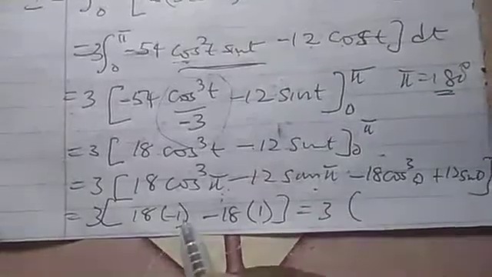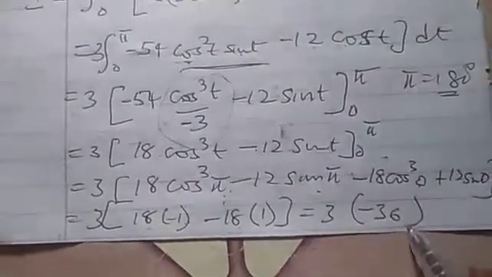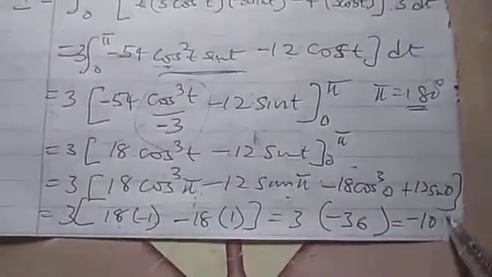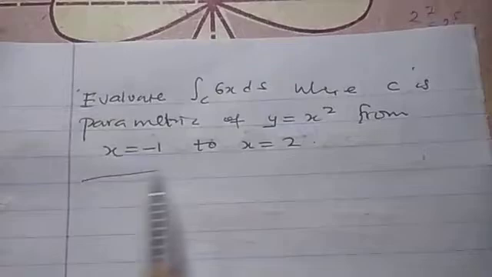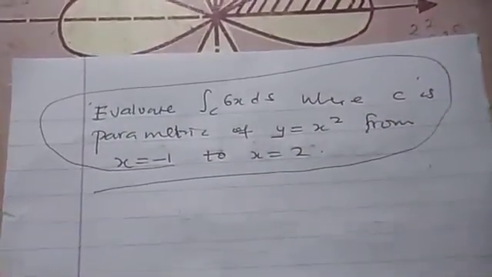So what we have left is 3 times, this should be minus 18, minus 18, that should be minus 36. And when we multiply it together, we have minus 108. So that will be the answer to this question. So you can take this as an assignment, study this as an assignment. You can try it. Have a nice day.